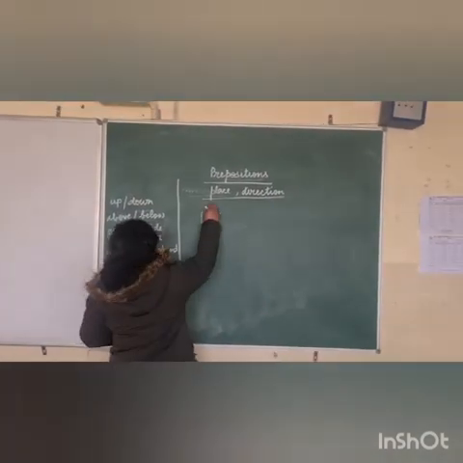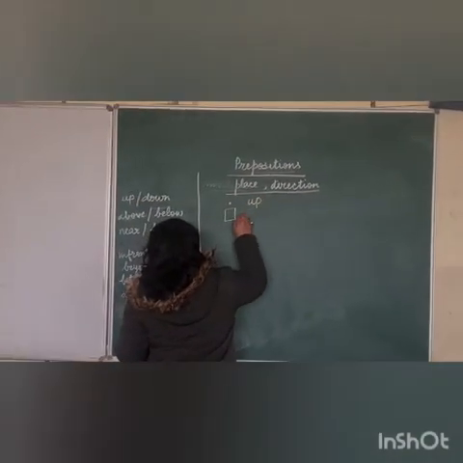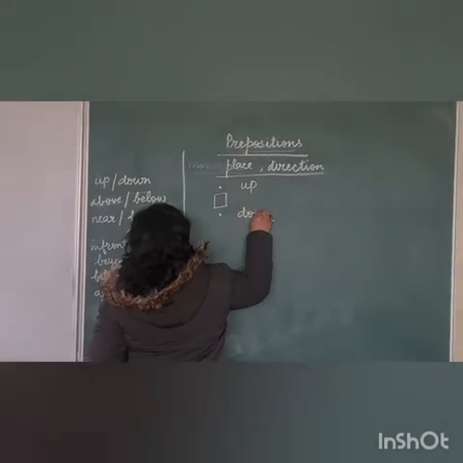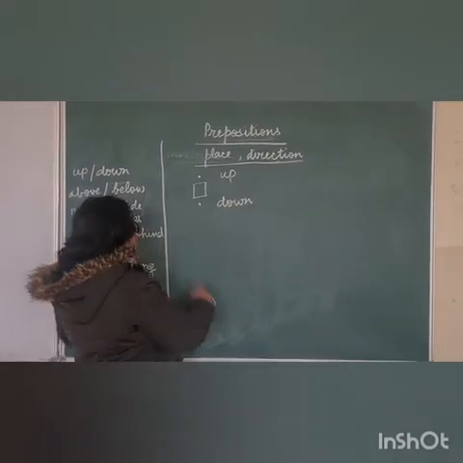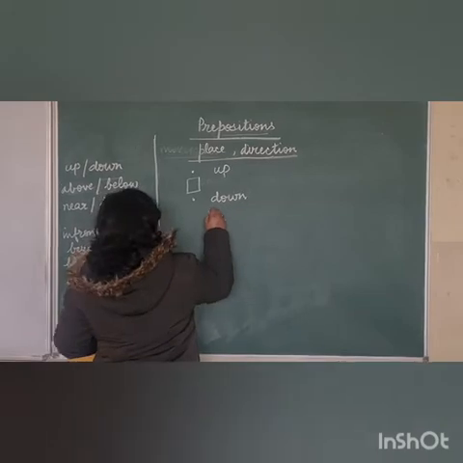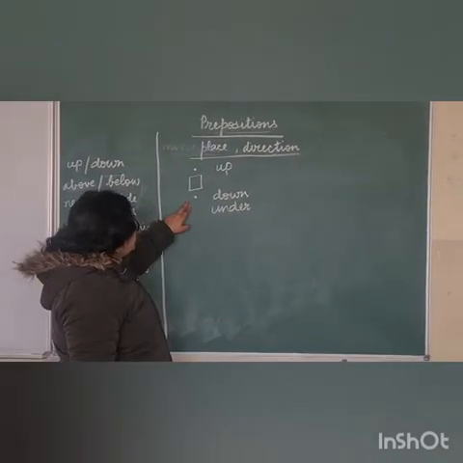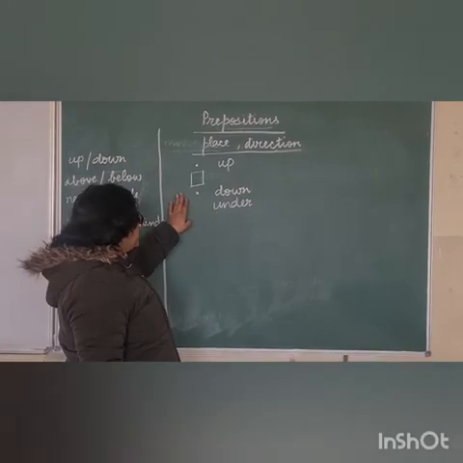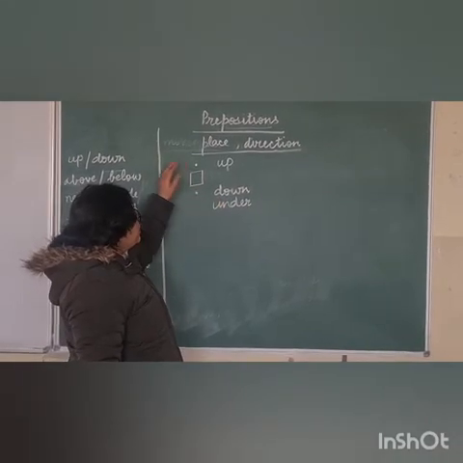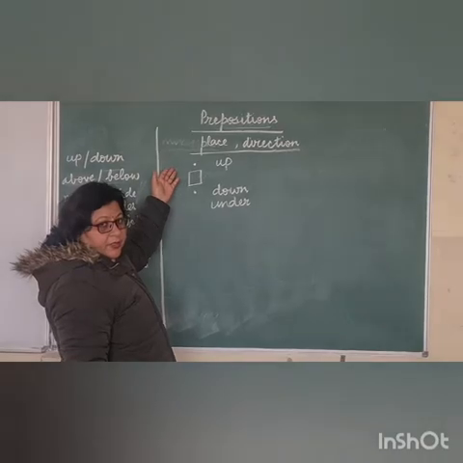For different places we can use the words up and down. अगर ऊपर है तब up, नीचे है तो down. We can also use under. There is a cat under the chair. The cat is down the chair. The cat is up the building.